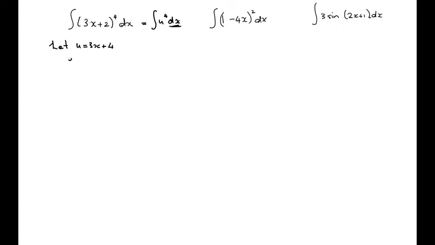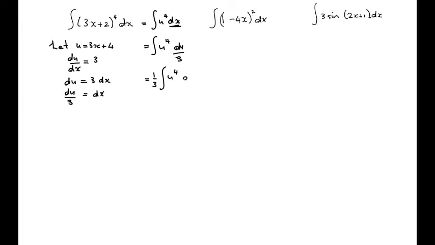Now I know that if I find du by dx, look, there's dx there. It's in the wrong place, but it's certainly dx. Right, du by dx is 3. So rearranging that, so du equals 3 dx, and dx equals du over 3. Now I can put that in place of dx. So now I've got u to the 4 times du over 3. I can put the third out the front by one of those rules, and I'm good to go.